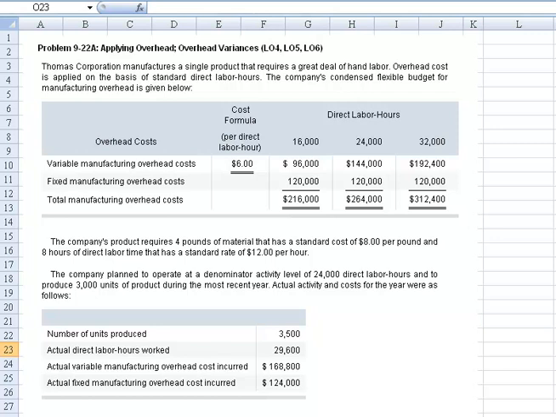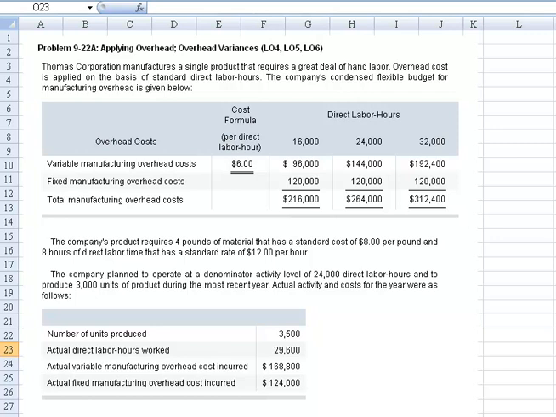Thomas Corporation manufactures a single product that requires a great deal of hand labor. Overhead cost is applied on the basis of standard direct labor hours. The company's condensed flexible budget for manufacturing overhead is given below. And you see the information on the screen. We have overhead cost, a cost formula per direct labor hour, and direct labor hours.